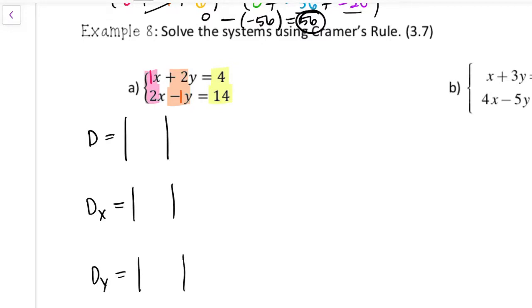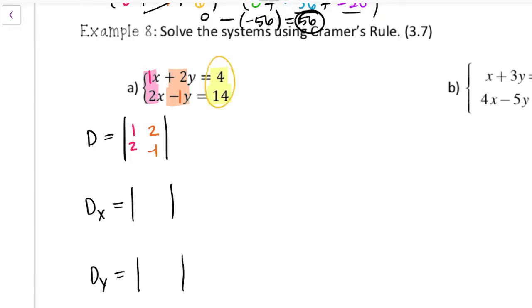D is just your regular plain coefficient matrix. So your first column represents your coefficients of your x's, 1 and 2. Your second column represents the coefficients of your y's, 2 and -1. Your Dx matrix, you swap out your x column. Remember, our x column was the 1 and the 2. You swap out your x column with your constants, 4 and 14. So instead of starting with 1 and 2, we start with 4 and 14. Our y column doesn't change though, so we stay at 2 and -1.